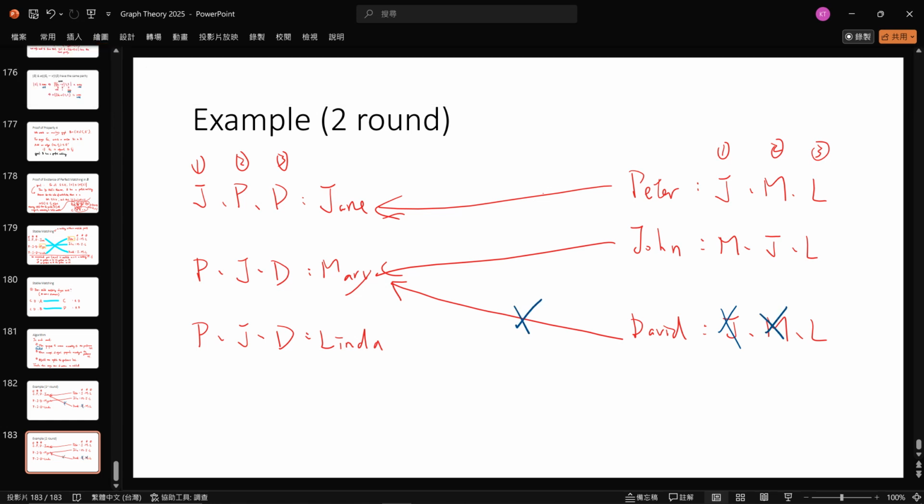So in the last step, David updates his preference list by removing Mary from the list. So this is the second round. Okay, now the third round. Okay, so once again, David is the only unmatched man. So only David makes a proposal. Now David makes a proposal to Linda.